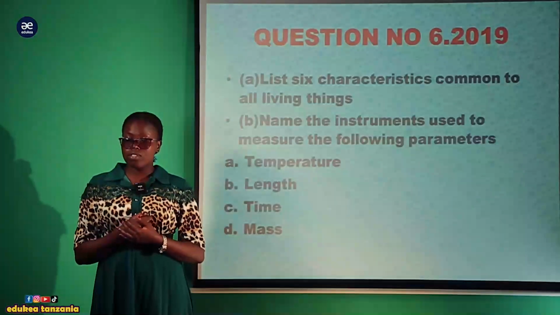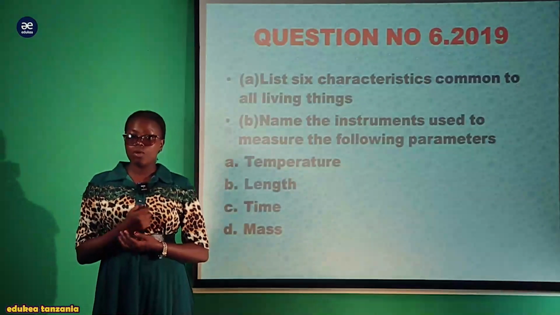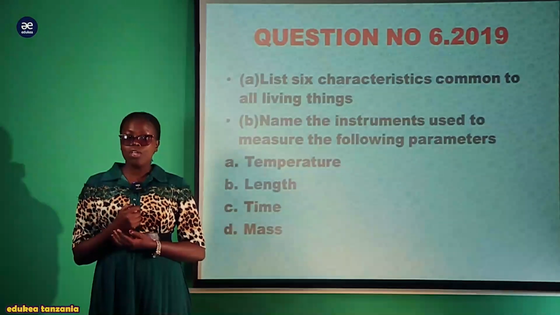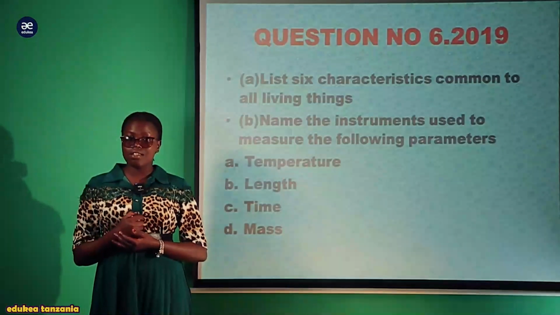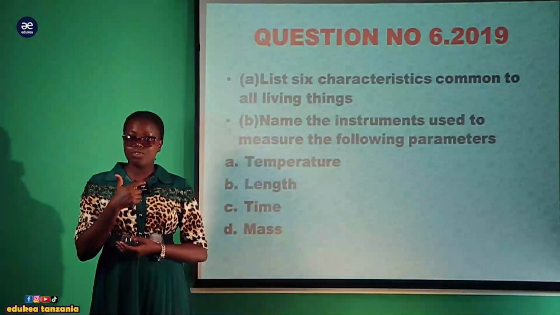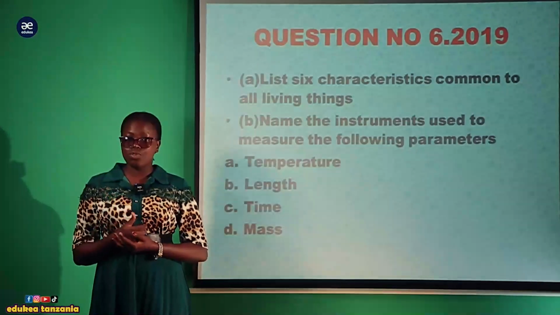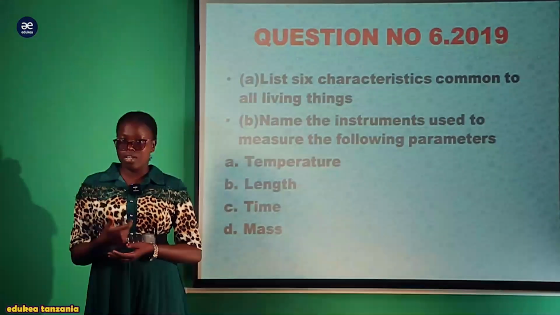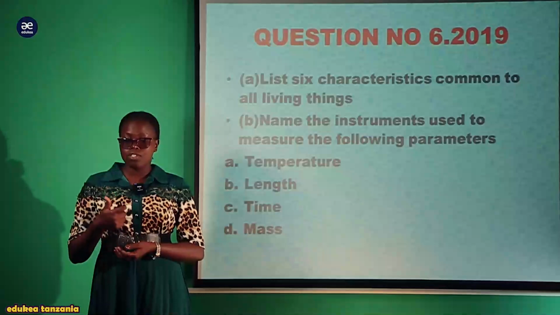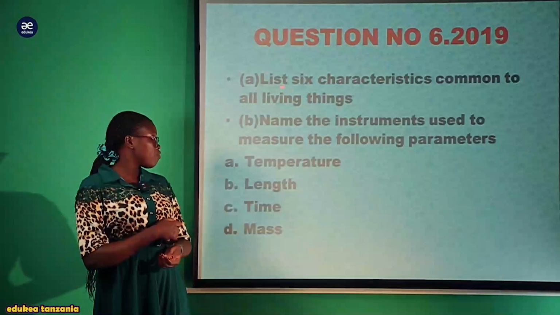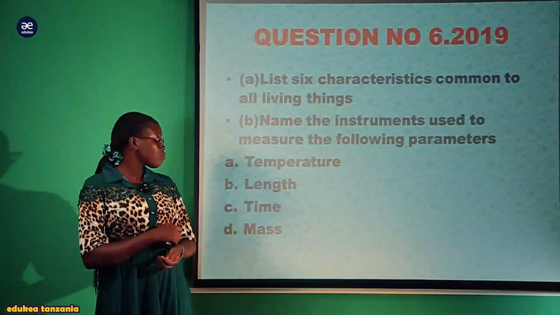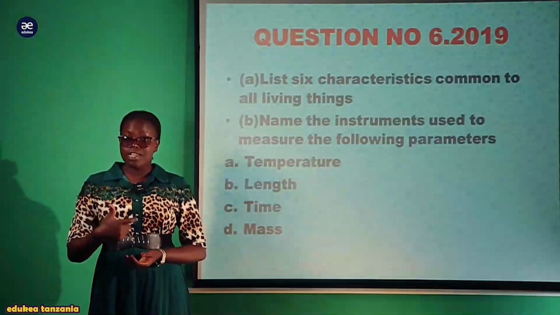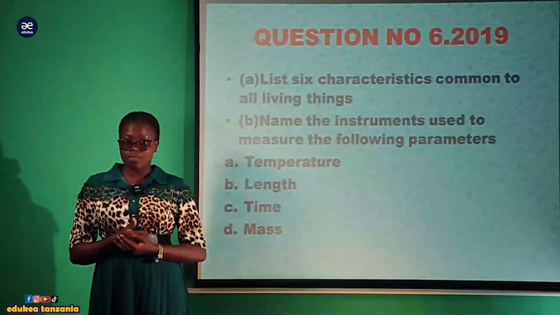My lovely Form 1 students, before we answer the question, first of all we have to be aware of the instruction. For question number 6 Roman A, you are needed just to list the six characteristics of living things. Make sure that you follow the instructions so as to avoid consuming time. Once you are told to mention, just list down what you mention. Don't write other unnecessary things. Also, for Roman B, you are needed just to mention the instrument, whether there are 2 or 3 or 1, just mention the instruments used for measuring these parameters.